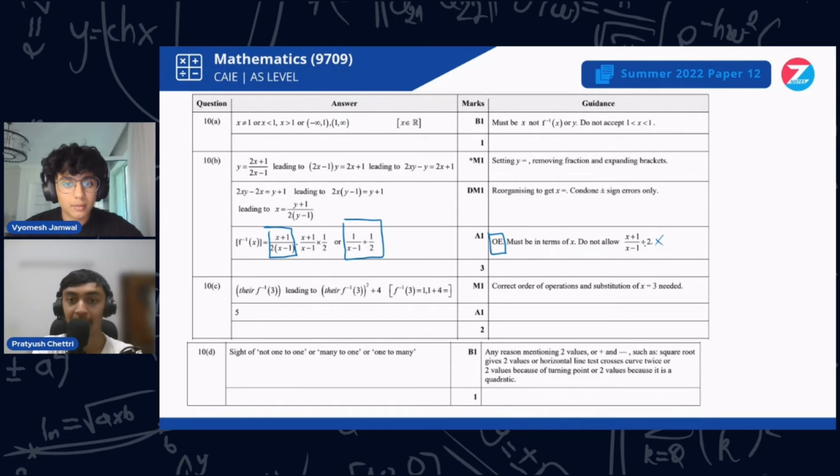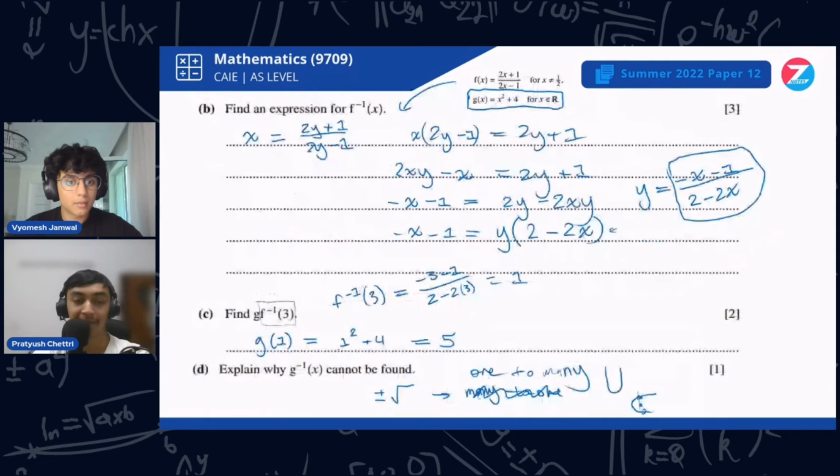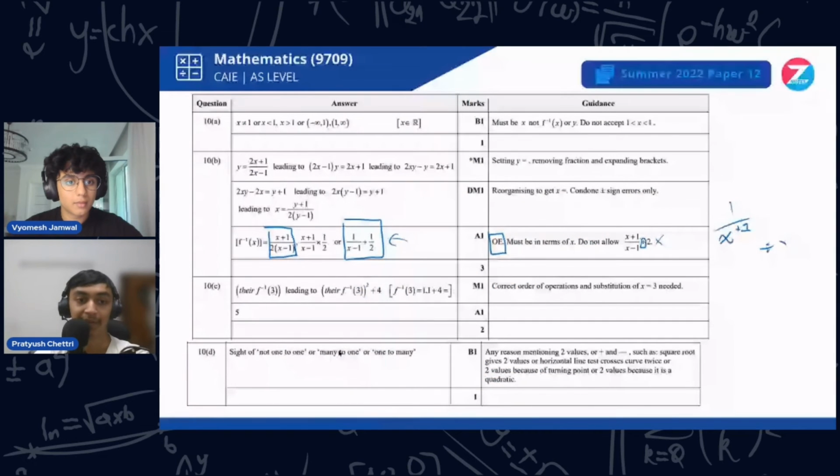As long as your fraction is fractional, there shouldn't be any divisions. Cambridge especially, they don't like division signs or -1. They don't like x to the power -1 or x divide. They like multiplies and positive powers. Just make it over. And yep, we got 5 because we got the correct answer from the previous question.